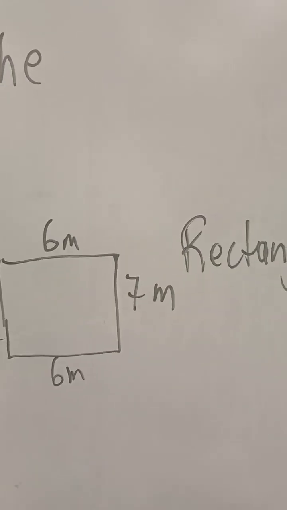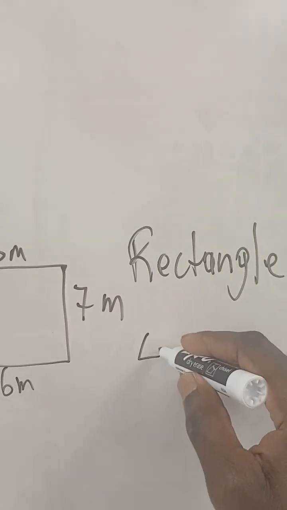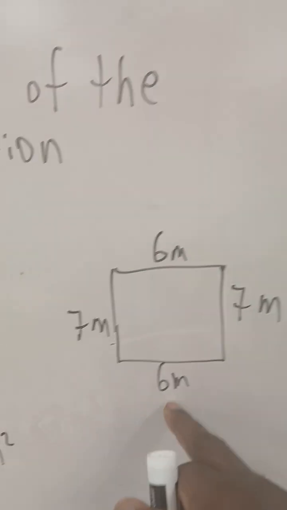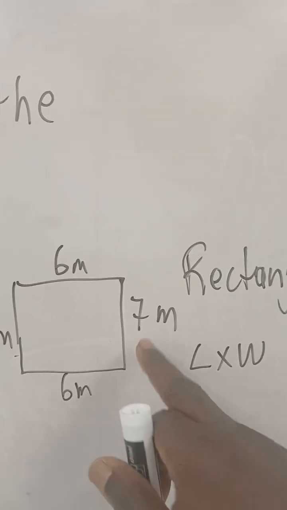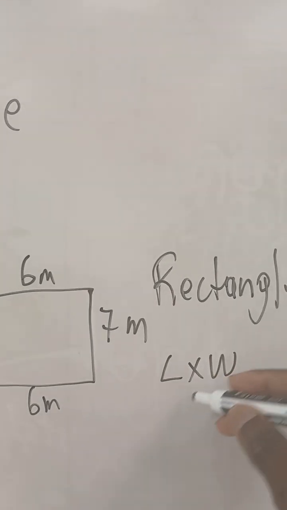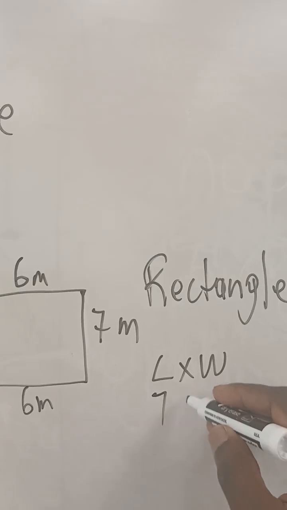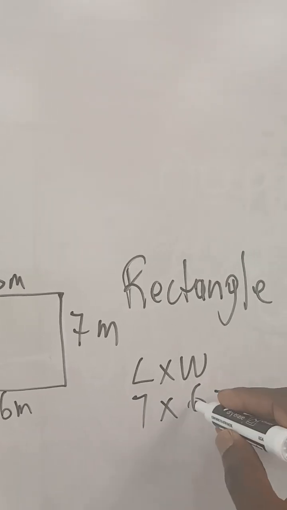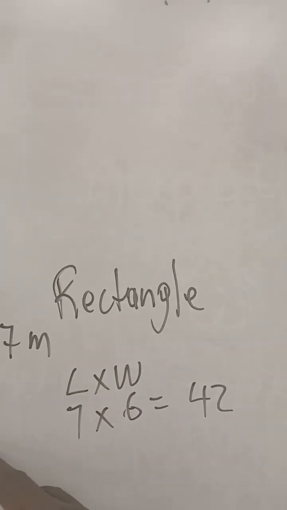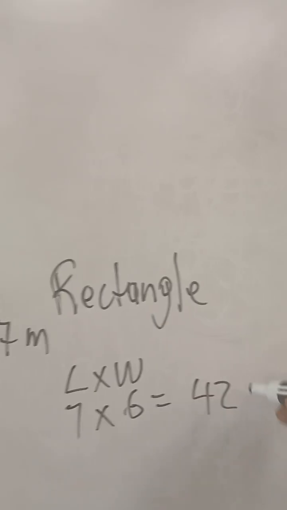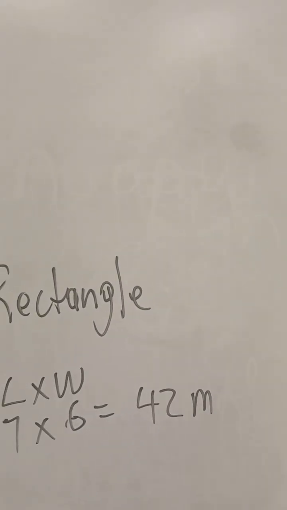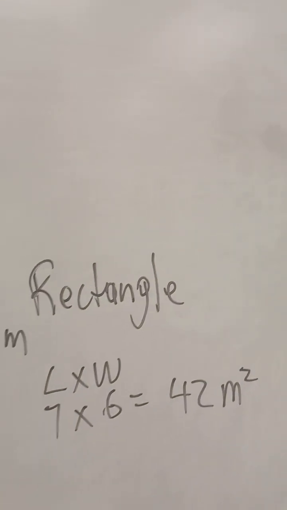What's the area of the rectangle? It's length times width, which is similar to side times side, because one side is length, one side is width, all right? The longer side is the length, the shorter side is the width. So length times width, length is what? 7 is the longer side, times 6 equals what? 7 times 6 is 42. And for 42, we must put the unit of measurement, which is meter. And meter goes for length, right?